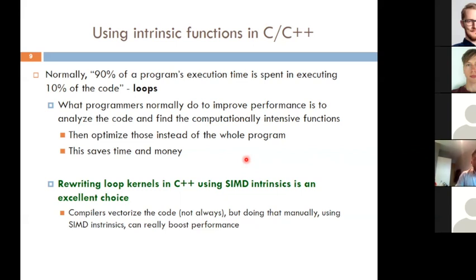So it saves our time and money. After that, rewriting the loop kernel using SIMD or vector intrinsics is an excellent way, I think. Compilers vectorize the code, but not always, and doing that manually using SIMD intrinsics is really a good option, and it boosts performance. So auto vectorization is not always effective.